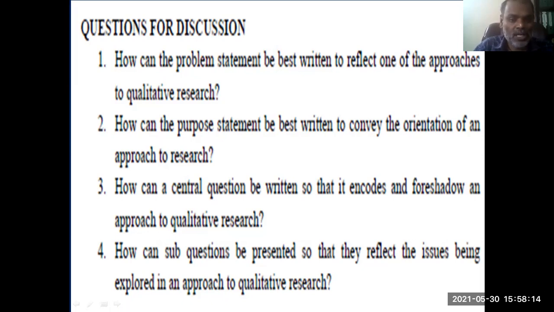How can a central question be written so that it encodes the philosophy and the approach of the qualitative research? Just try to make some questions according to the research you want to conduct. How can sub-questions be presented so that they reflect the issues being explored in an approach to qualitative research? How are you going to generate your questions for a particular research approach?